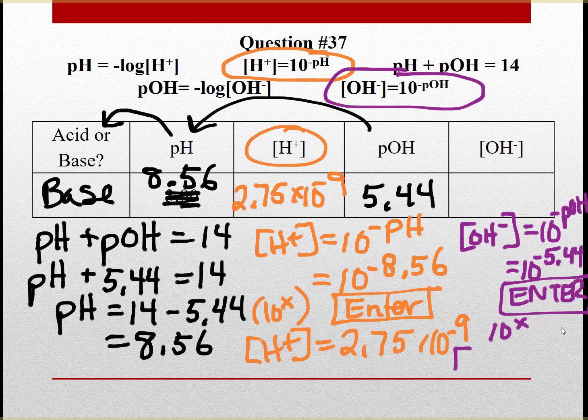And I get as my hydroxide concentration 3.6 times 10 to the negative 6. So 3.6 times 10 to the negative 6.